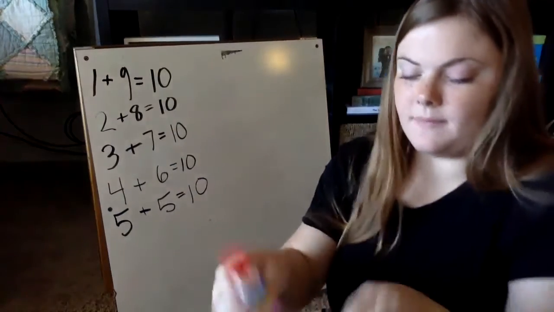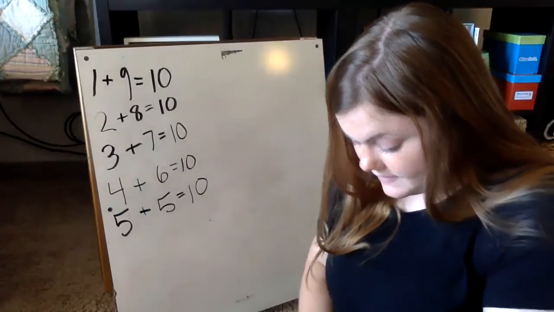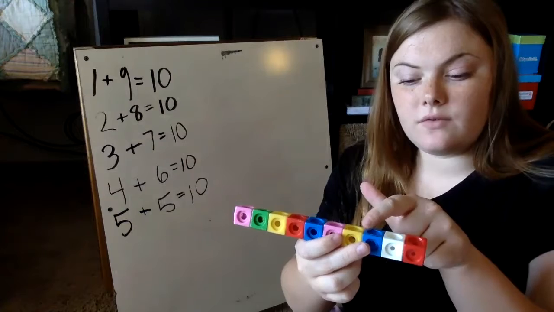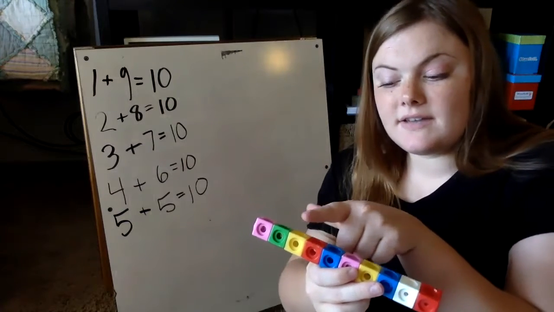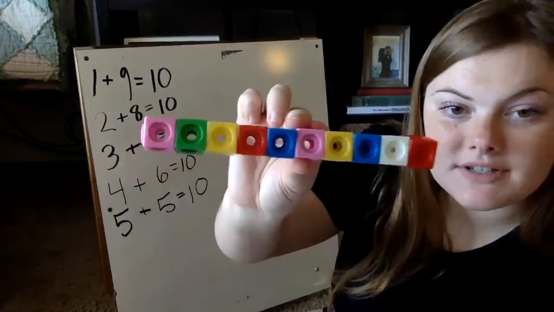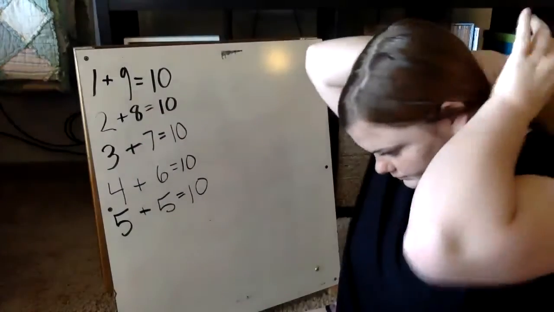Okay, so I'm going to put them back together, and I'm going to see if it equals 10. 1, 2, 3, 4, 5, 6, 7, 8, 9, 10. It still equals 10, right? So here's all our different number sentences.